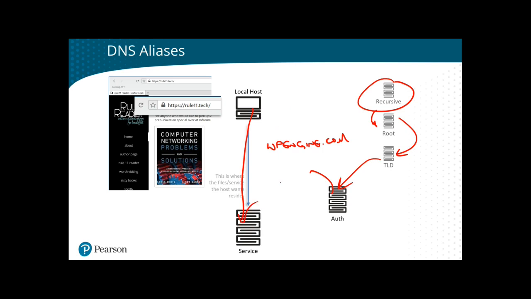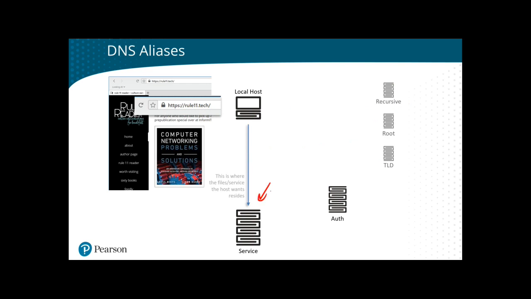host sends IP packets to the server on which the service resides or is running, this server will automatically proxy that and know what to do with the rule11.tech queries and send it to the right service sitting here on this server. So this is quite common in these situations to have a CNAME or an alias.